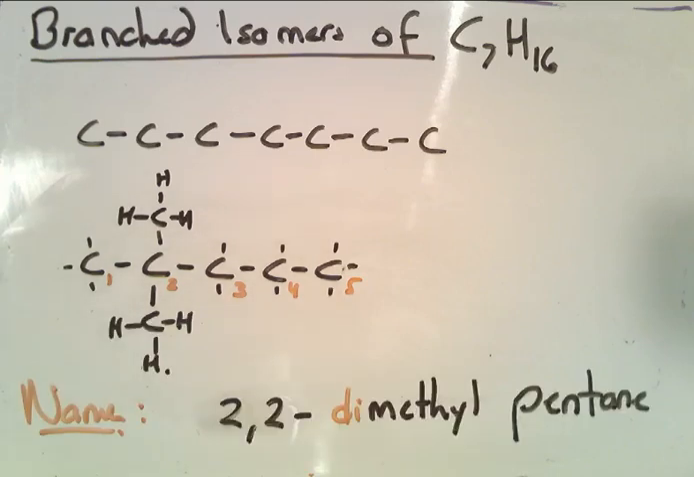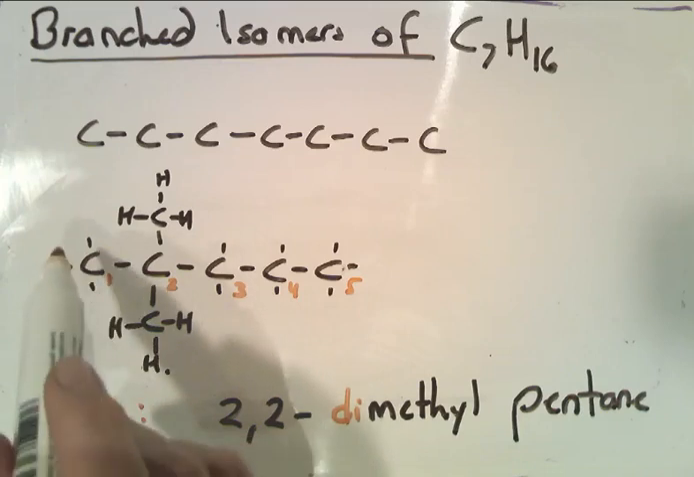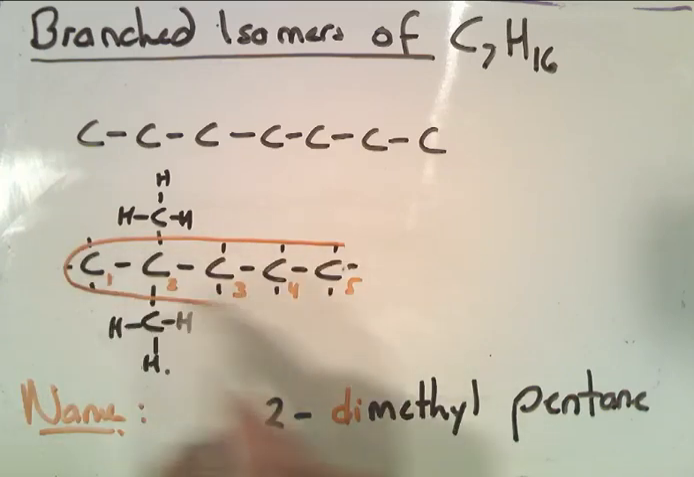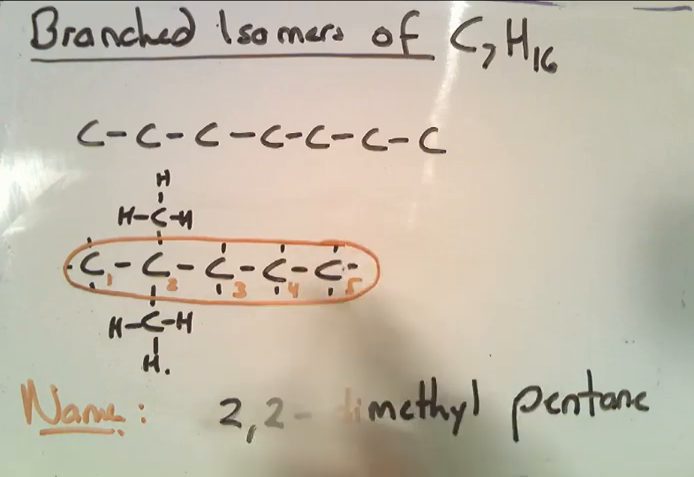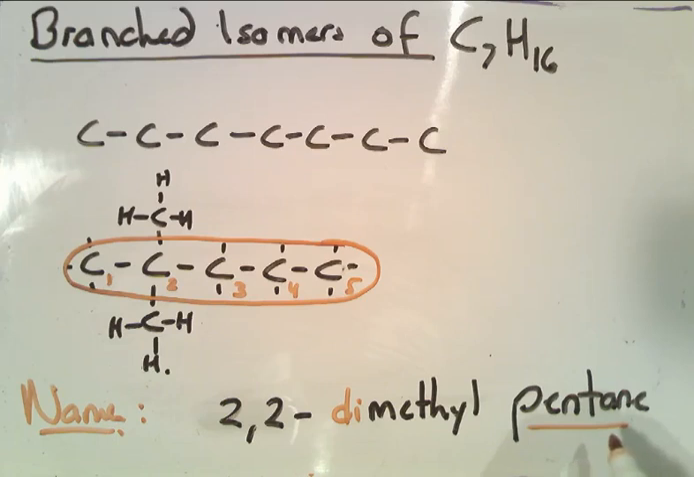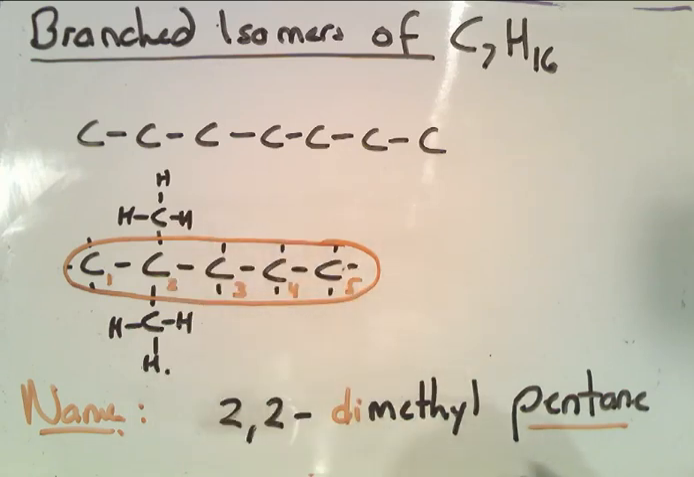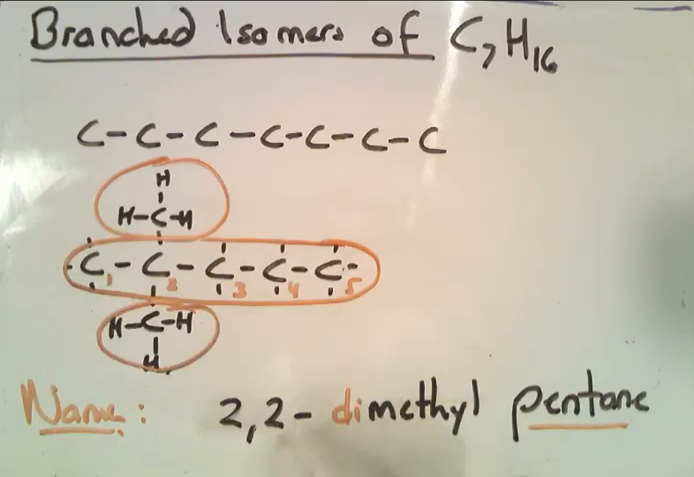Okay, so when we name it, we do the same as you always do. You find the longest chain. So the longest chain has 5 carbons on it. And you name the longest chain first. So the name for a 5-carbon hydrocarbon is pentane. Then you put all the bits and pieces that are hanging off that chain. You name it at the front. So there's 2 methyl groups, so you need to say dimethyl.